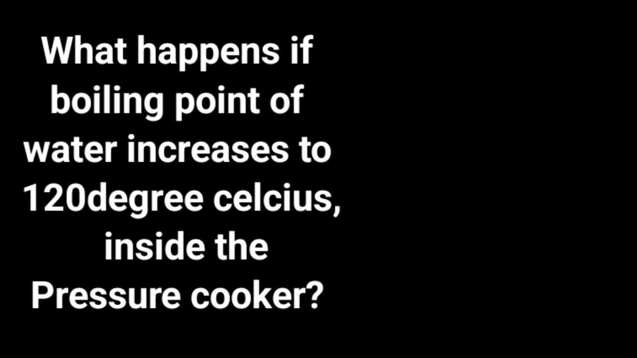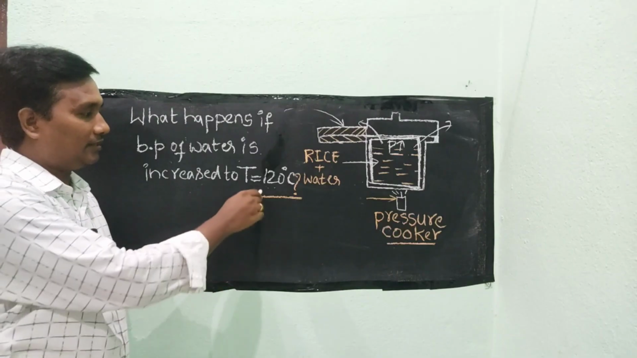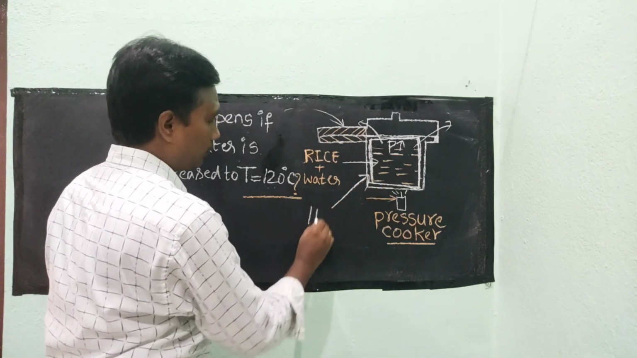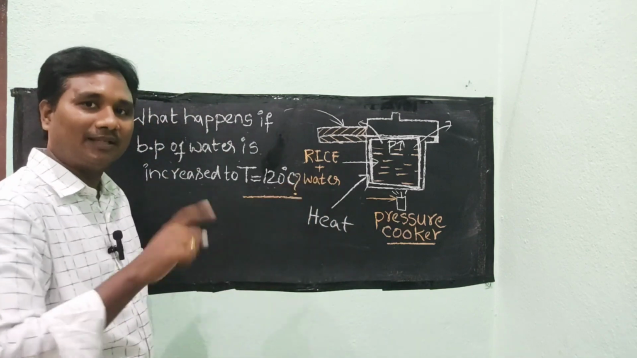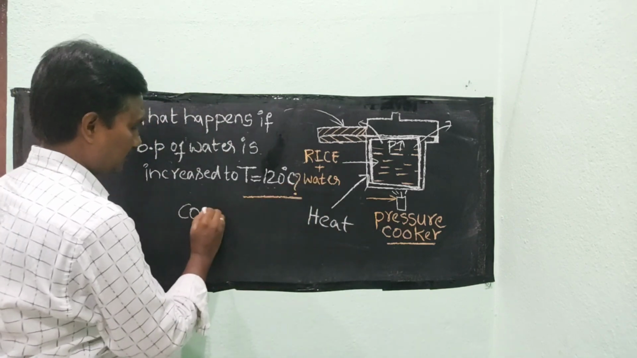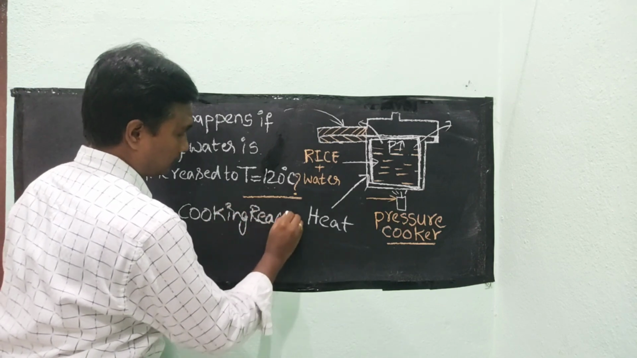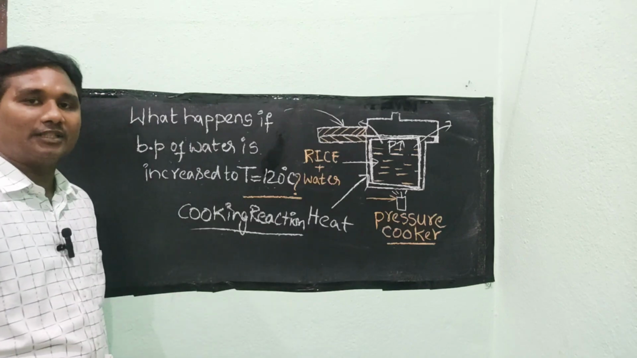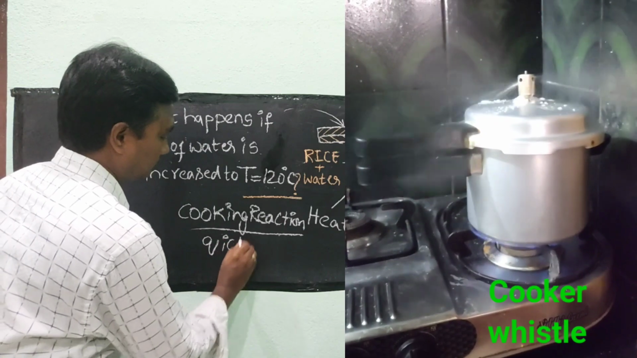What happens if boiling point of water is increased to 120 degrees Celsius inside the pressure cooker? The water temperature is increased to 120 degrees Celsius. More heat energy water can absorb. As a result, cooking reactions are at a faster rate. That's why food can be cooked in quick time.